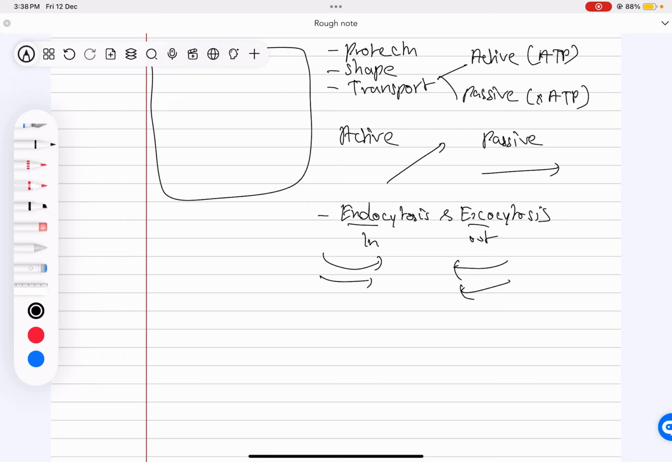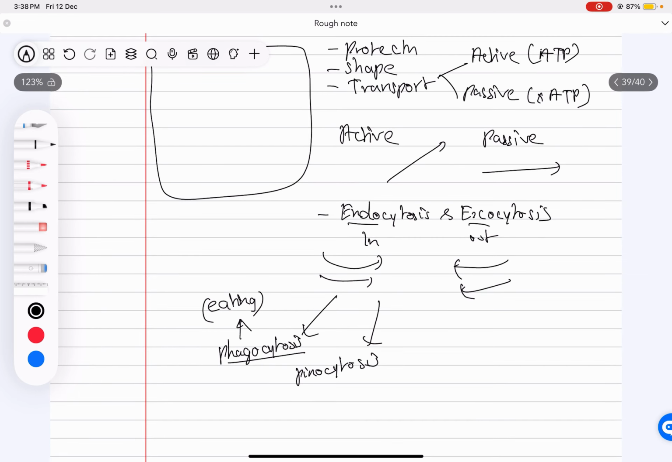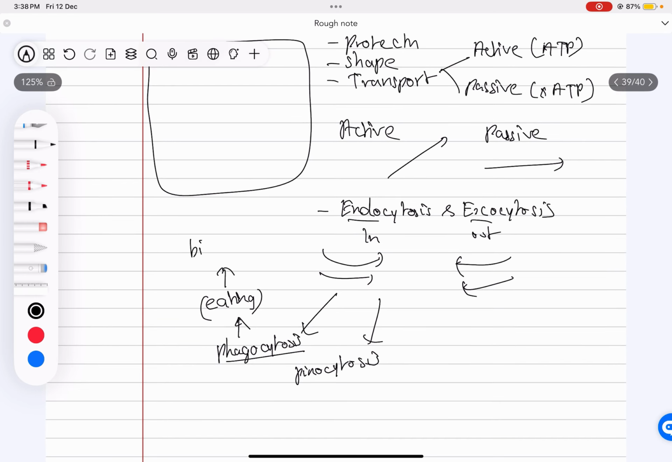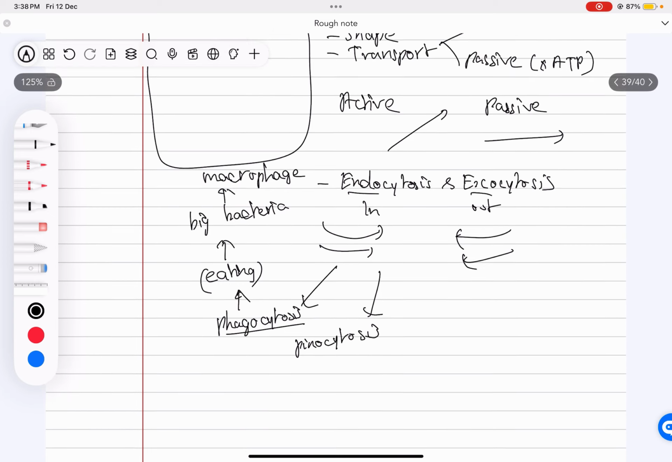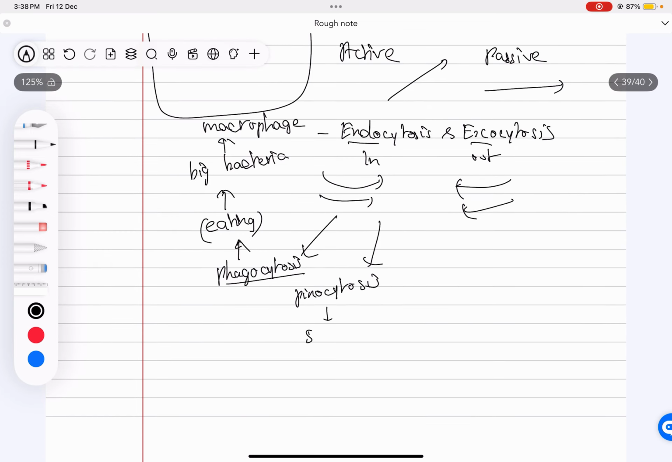In endocytosis, there are two kinds: phagocytosis and pinocytosis. Phagocytosis gives a reaction called the phagolysosome reaction. It is like eating. We are eating the big bacteria, and it is done by the macrophage. In pinocytosis, it is drinking. It is referred to as drinking the small particles.